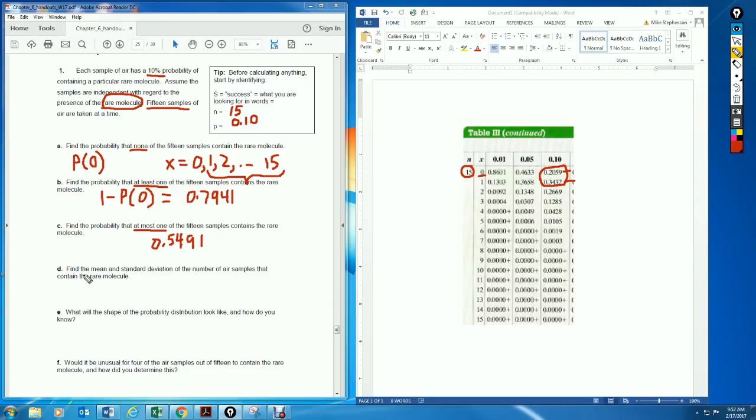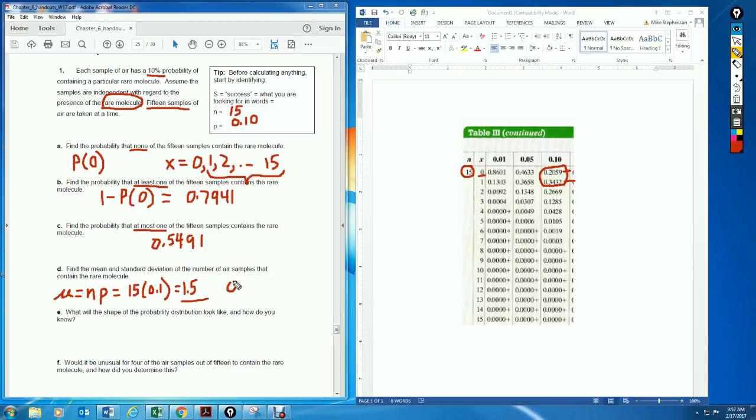Part D, find the mean and the standard deviation of the number of air samples that will contain the rare molecule. All right, so we went over the formulas already. The mean is equal to N times P. So N is 15 and P is 0.1. You find that the mean is 1.5. So on average, if you did this many times, taking 15 samples of air at a time, you would expect about 1.5 of them to contain this rare molecule.